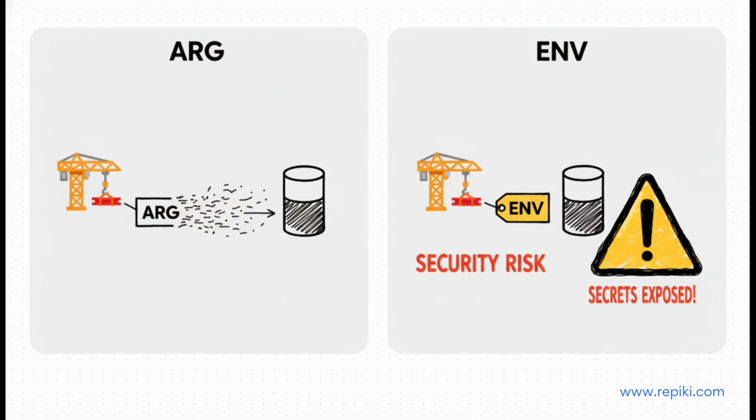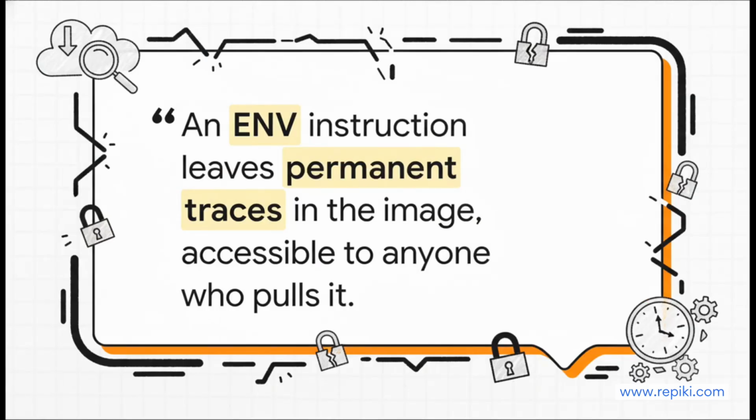And this is exactly why it is so incredibly dangerous to use ENV for secrets. And just let this one sink in for a second. An ENV instruction is a permanent part of your image's history. That means it's accessible to anyone who can pull that image. So if you put an API key in an ENV variable, congratulations, you've just leaked that key to the world, permanently baked right into your image layers.